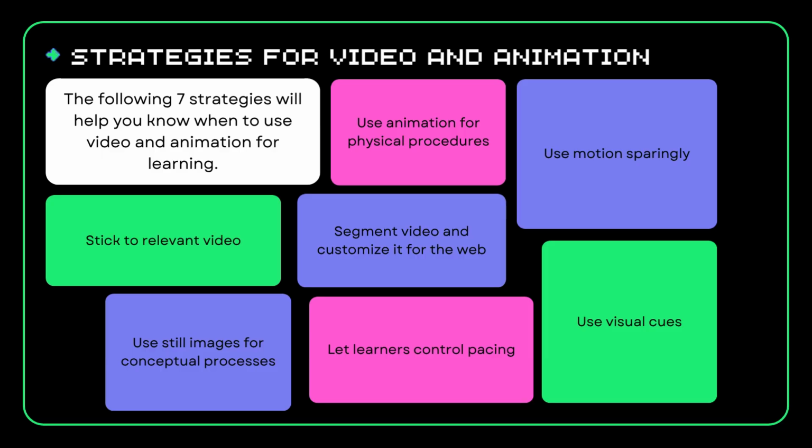Strategies for video and animation. The following seven strategies will help you know when to use video and animation for learning. Stick to relevant video. Use still images for conceptual processes. Use animation for physical procedures. Segment video and customize it for the web. Let learners control pacing. Use motion sparingly. Use visual cues.